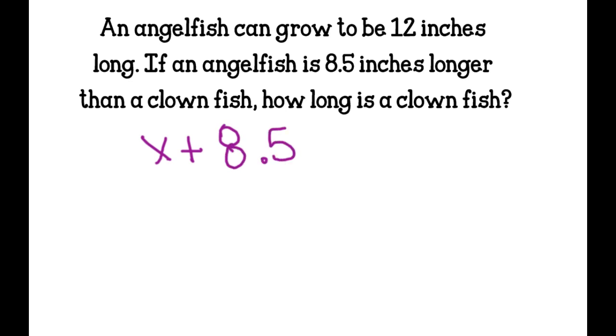Our angelfish is 8.5 inches longer than a clownfish. And we know that an angelfish is 12 inches long. So we do x plus 8.5 equals 12. Okay, so my problem is set up.